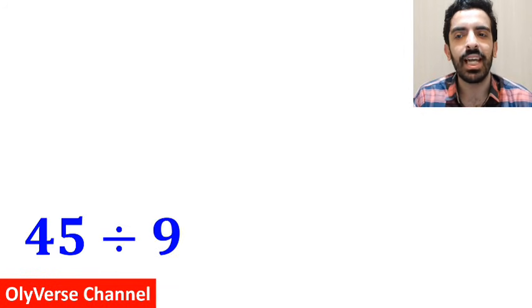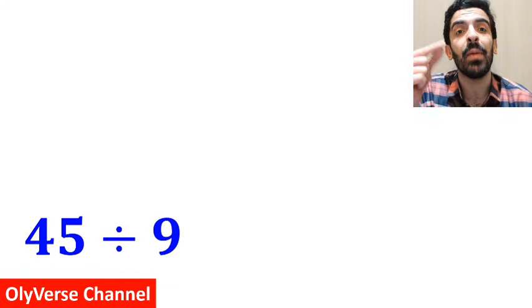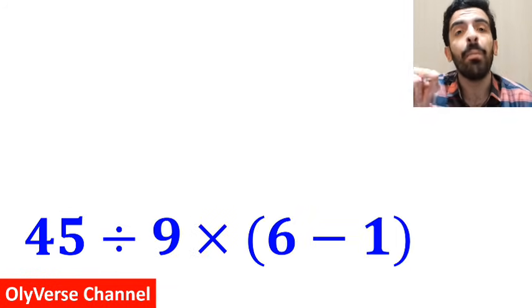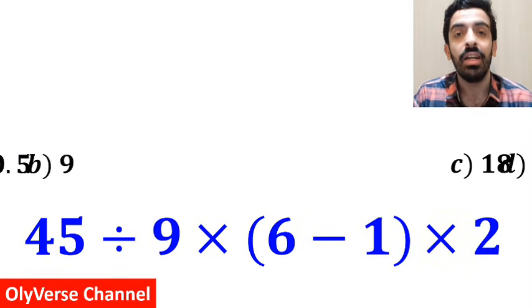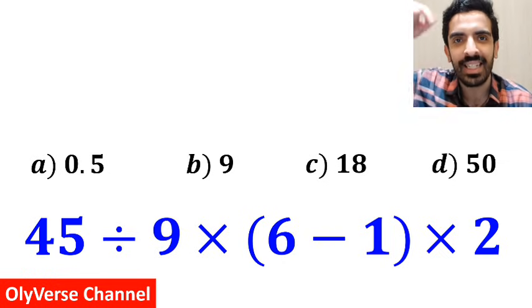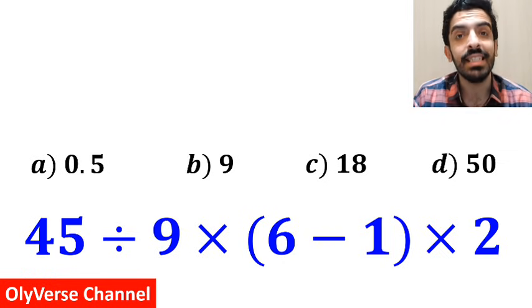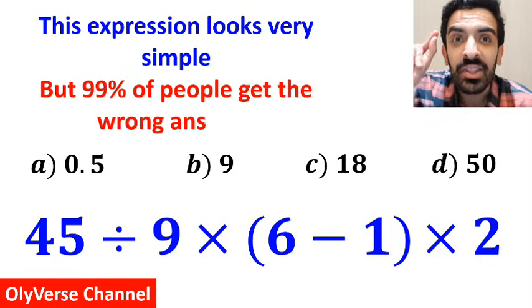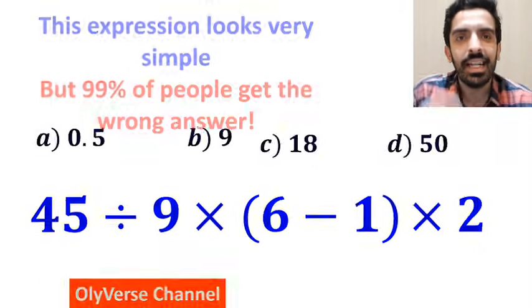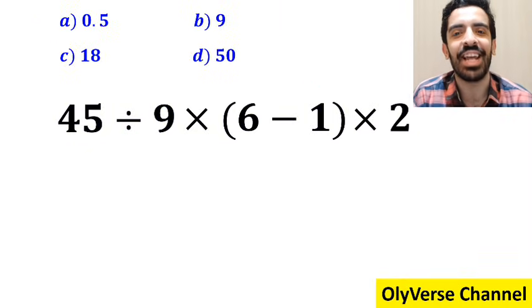What is the value of the expression 45 divided by 9 multiplied by (6 minus 1) and again multiplied by 2? Which option do you think is the correct answer to this question? This expression looks very simple, but 99% of people get the wrong answer. Let's go step by step and solve it together.